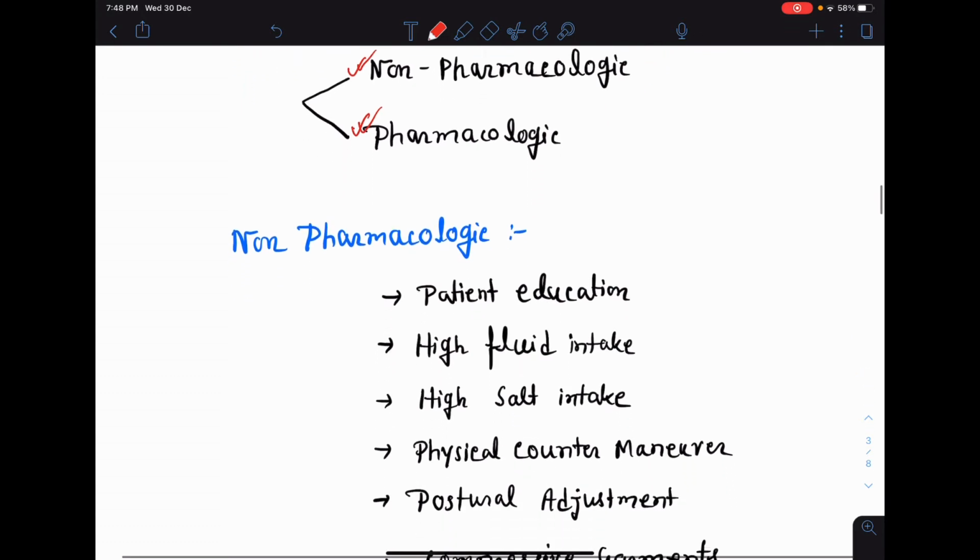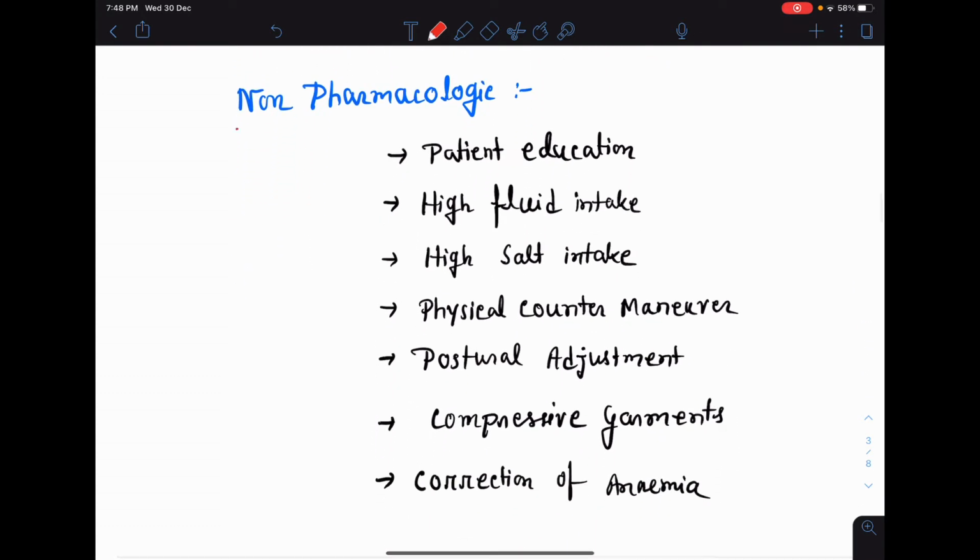In the non-pharmacological management, first of all, patient's education is very important. The patient should be taught about the various stressors of orthostatic hypotension.